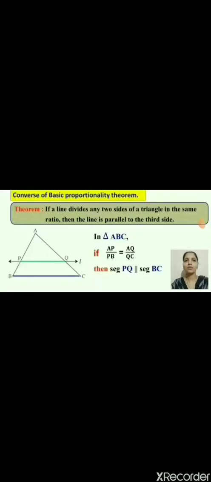Now what is the converse of the basic proportionality theorem? The converse of the basic proportionality theorem states that if a line divides any two sides of a triangle in the same ratio, then the line is parallel to the third side. In triangle ABC, if AP upon PB is equal to AQ upon QC, then we can say that segment PQ is parallel to segment BC.